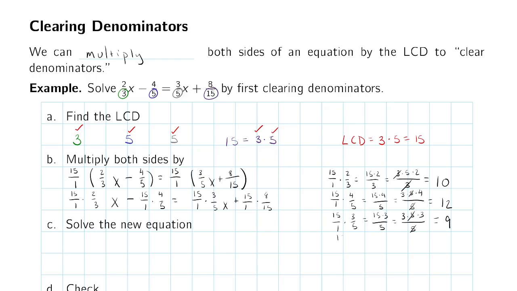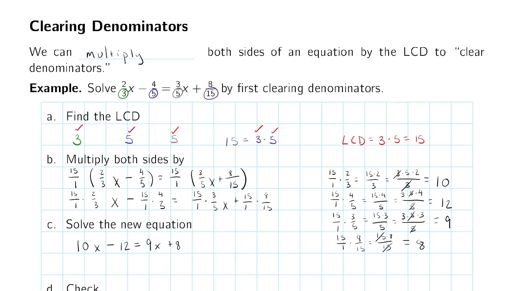And then 15 over 1 times 8/15. That's 15 times 8 over 15. Here I don't need to look at the factors. The 15's cancel directly, and I'm left with 8. So when I do this multiplication, I get the equation 10x minus 12 equals 9x plus 8.